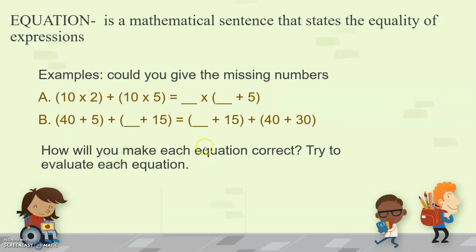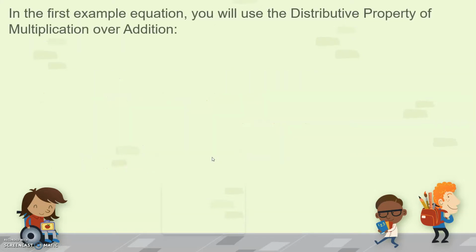Now, how will you make each equation correct? Try to evaluate each equation. So, mayroon tayong mga missing numbers. So, I'll show you kung paano siya sasagutan to make this equation equal. Okay. In the first example equation, you will use the distributive property of multiplication over addition. Take note of the properties of equation, yung mga babanggitin ko.